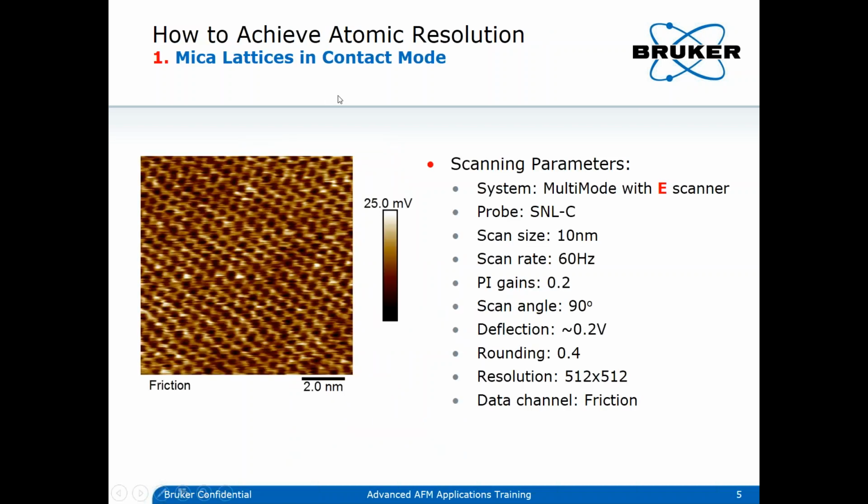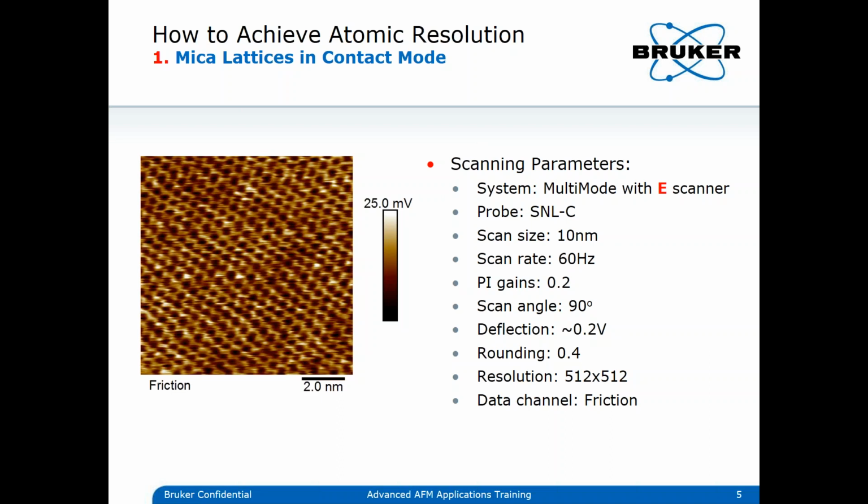So for instance, how to achieve atomic resolution on mica in contact mode, which is a nice thing. You can use, for instance, the multi-mode with the E-scanner, meaning the scan size goes from several nanometers up to 10 microns about.